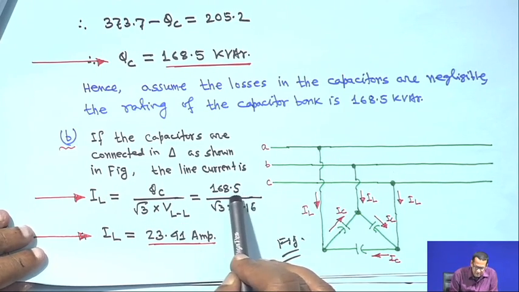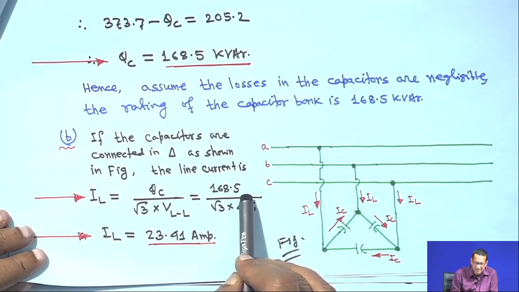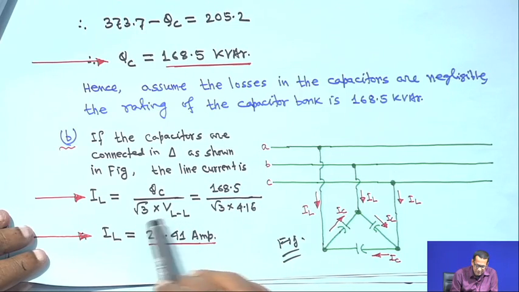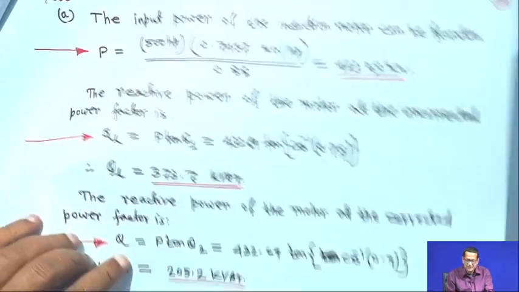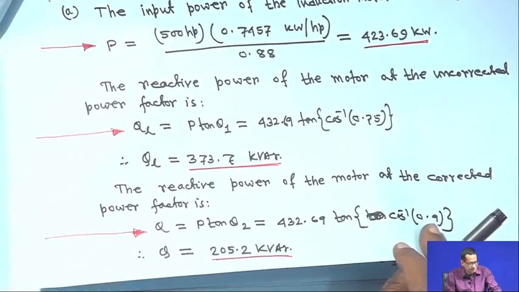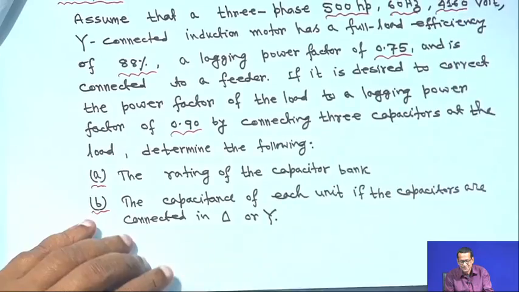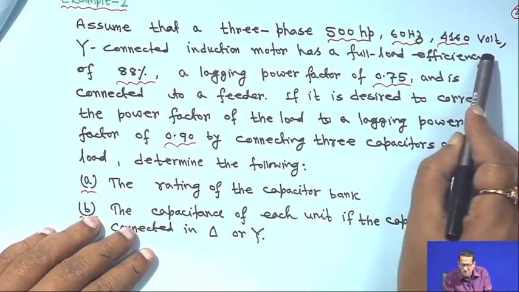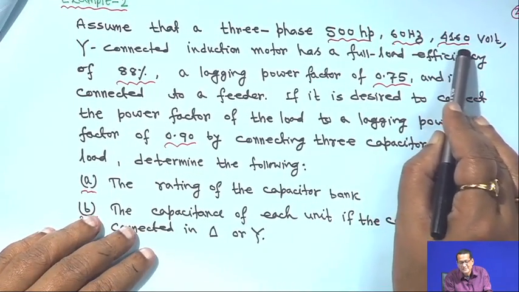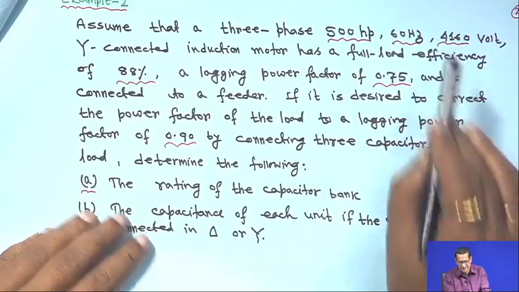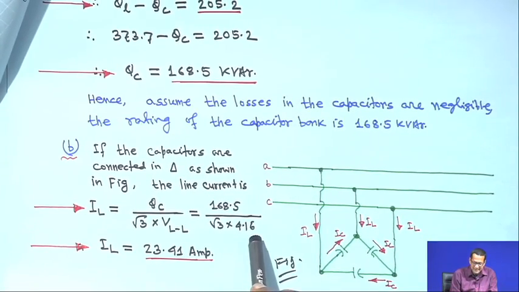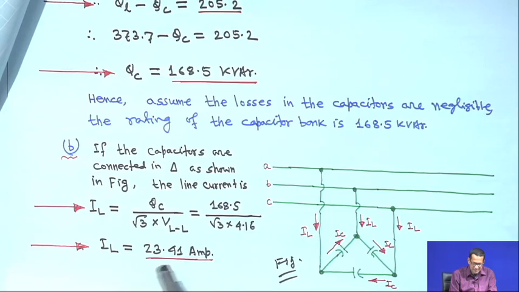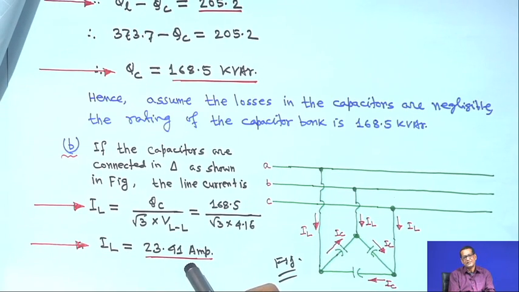So, QC is 168.5 and the line to line voltage given in the numerical is 4160 volt, so it is 4.16 kV. Because QC is taken in kilovar, the voltage is taken in kilovolt. So, naturally the current will be in ampere, that is 23.41 ampere.